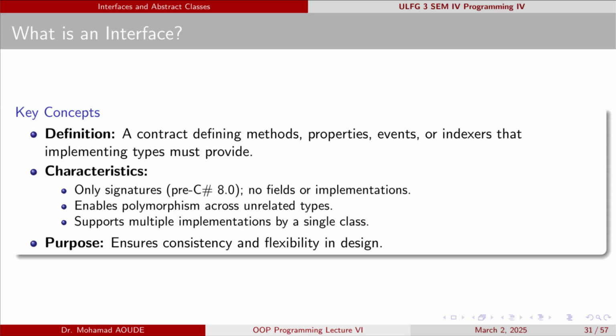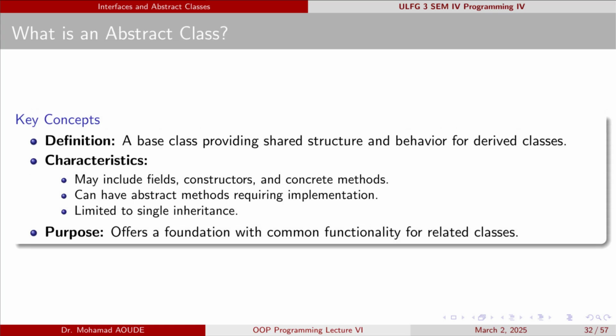This slide reiterates key definitions. Interfaces define methods, properties, events, or indexers a type must implement. Prior to C# 8.0, interfaces could not contain fields or method bodies. Interfaces support polymorphism across unrelated types, which is their superpower. Now we shift gears and compare interfaces to abstract classes. Abstract classes provide a shared base structure for derived types. They can include fields, constructors, and implemented methods, but remember, they support only single inheritance, unlike interfaces.